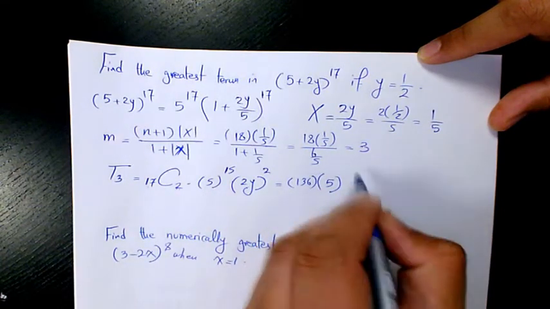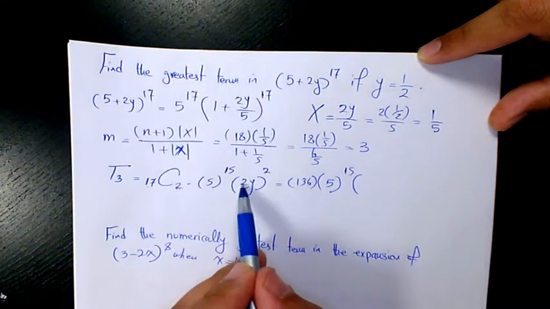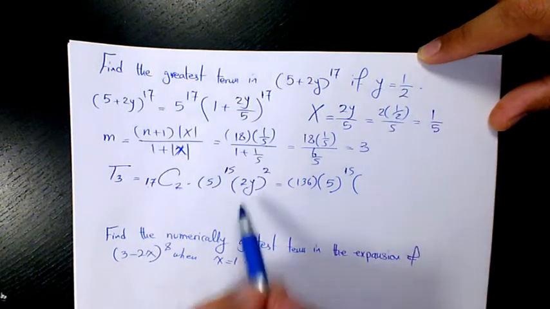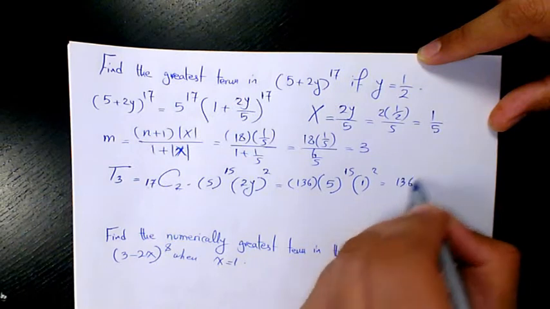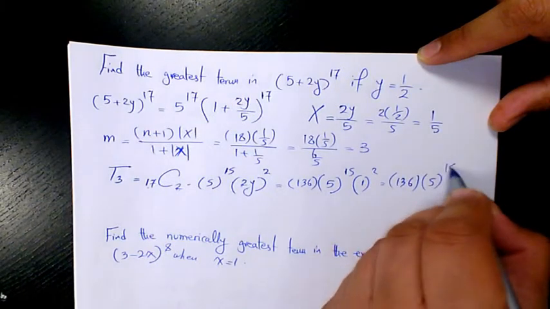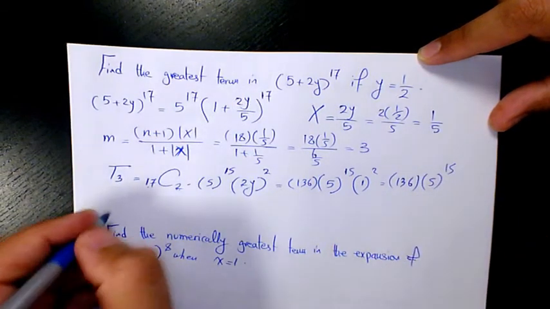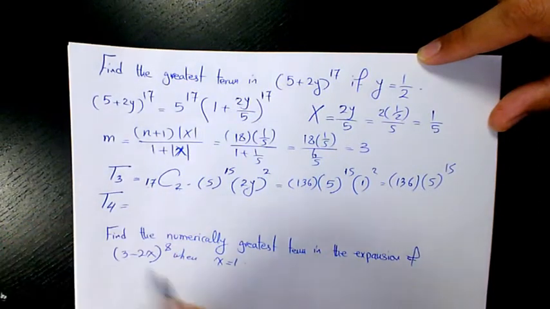5 to the power of 15. 2 times y, which is 2 times half, that's going to be 1 squared. So it's going to be 136 times 5 to the power of 15. So that's going to be T3. Now let's look at the T4.